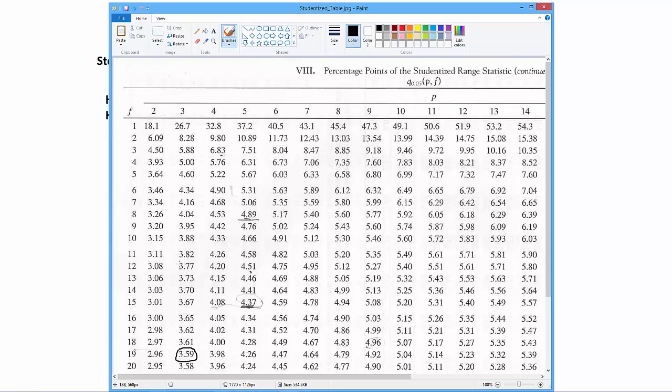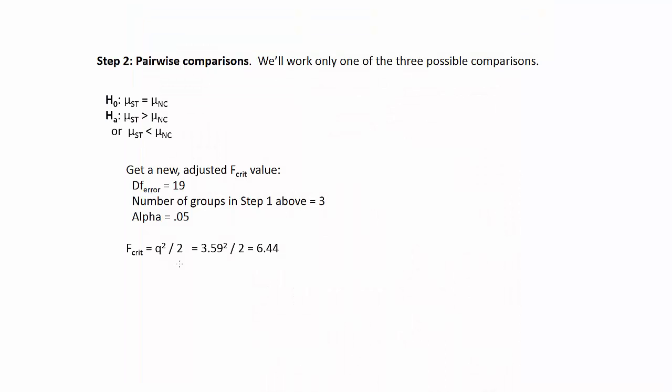So let's go back to PowerPoint and plug and chug through. We take that 3.59, we square that and divide by 2, and that gives us 6.44. That is our new F critical value. And notice it's higher than what we were using before. That's making it more difficult for us to declare statistical significance. That way we're controlling our type 1 error inflation because we're going to run multiple tests here.